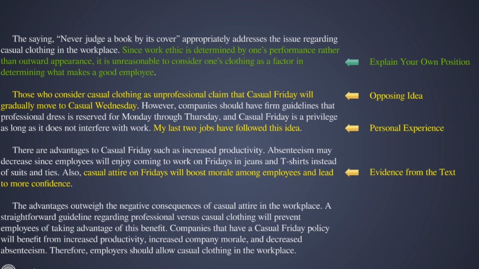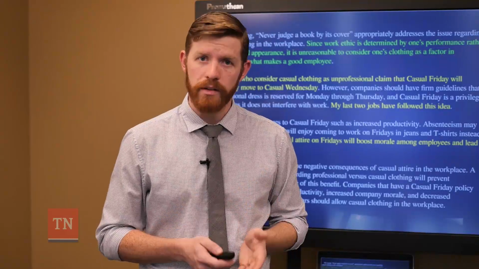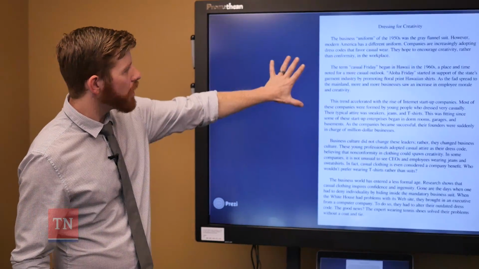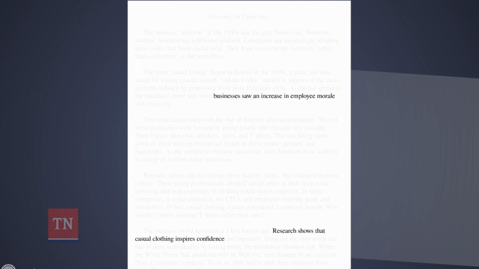They say, "Casual attire on Fridays will boost morale among employees and lead to more confidence." So if you remember from the first passage that we read through that supported casual attire in the workplace, they actually say those two things right in here. Here they say businesses saw an increase in employee morale, and down here, research shows that casual clothing inspires confidence.